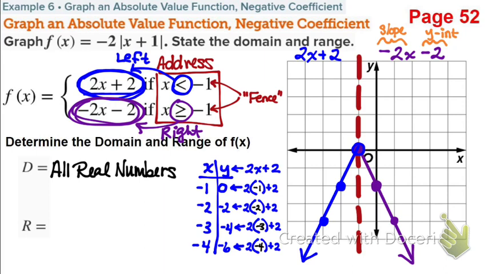The graph does not go up forever. It has a highest point. It has a maximum, right? Where is my maximum at? At 0. All the rest of the graph is above or below that? Below that. So my range is y is less than or equal to 0.